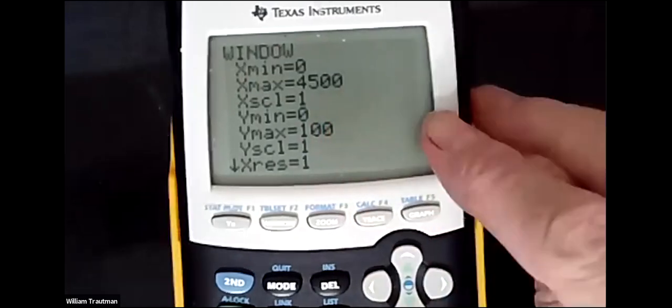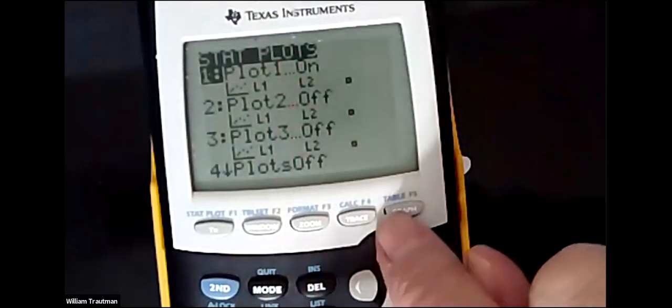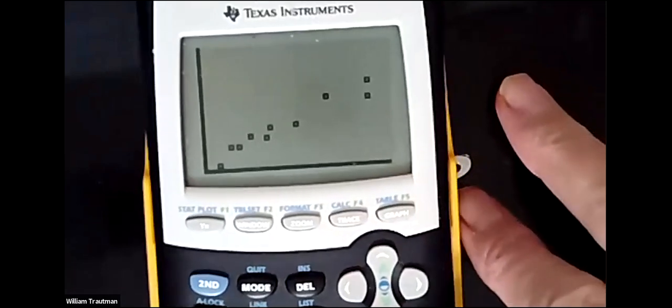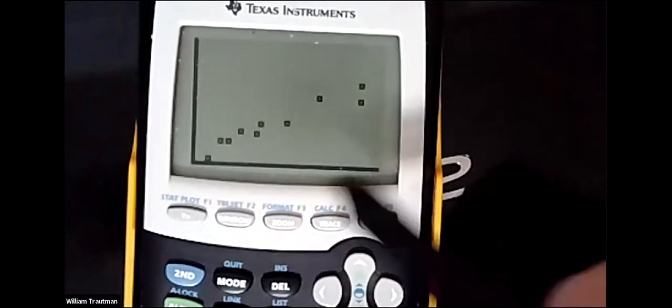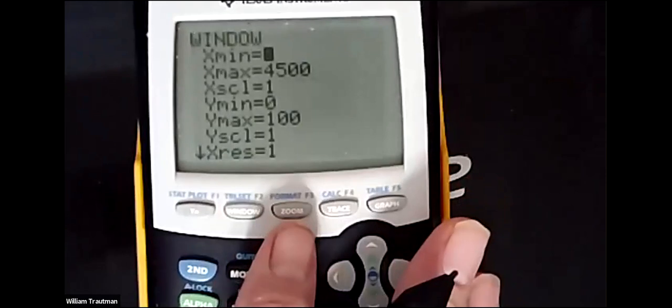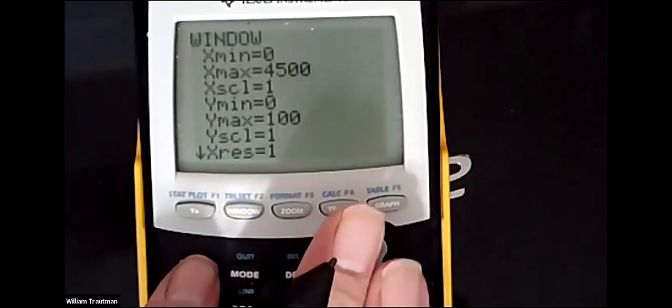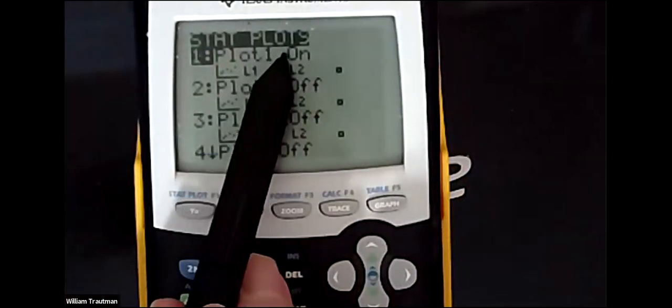Now when I hit graph, don't forget I have stat plot on. Now when I go to graph, I have the data all marked. All the data is marked from 0 to 4,500, and here I have from 0 to 100. I want to make sure all the data is in here. So if you're not seeing your data, check your window. And if you're still not seeing your data, second stat plot, check to make sure stat plot is on.